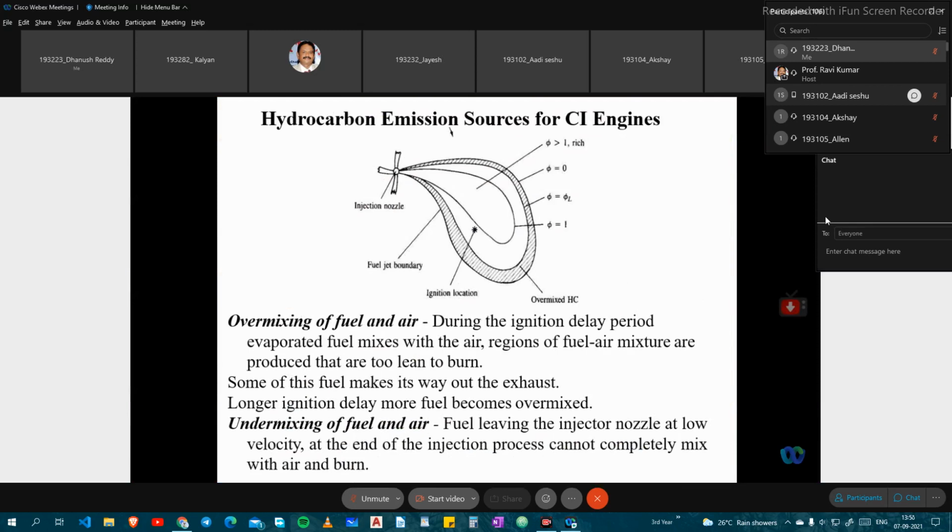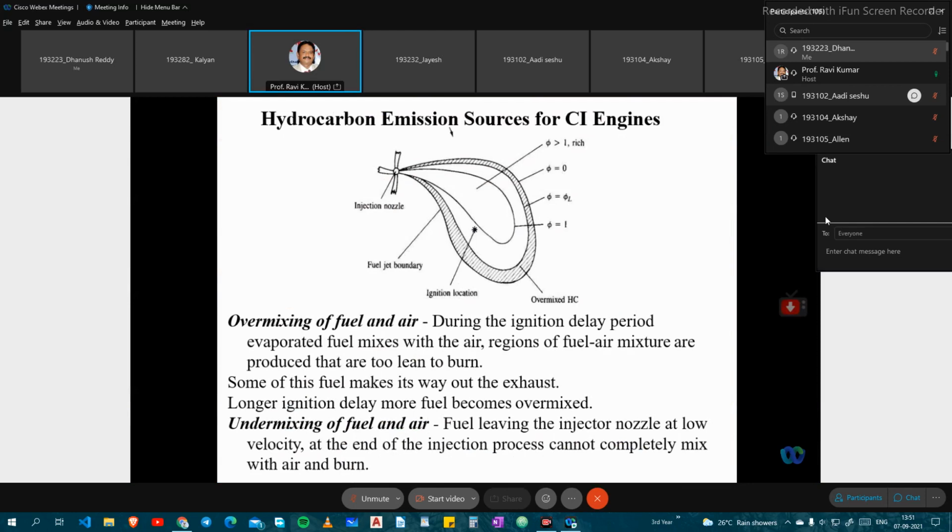Okay, now we'll discuss hydrocarbon emissions from the CI engines. This is the injection nozzle, where we inject fuel inside the engine. Overmixing of the fuel and air during the ignition delay period: the evaporated fuel mixes with the air, and regions of the fuel-air mixture are produced that are too lean to burn. Basically, in diesel engines, air and fuel mix inside the combustion chamber.